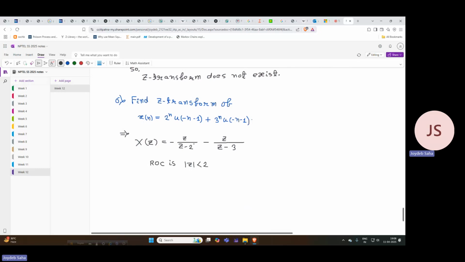So please have a look on this solution for 2 minutes. Then we'll proceed for the next problem.